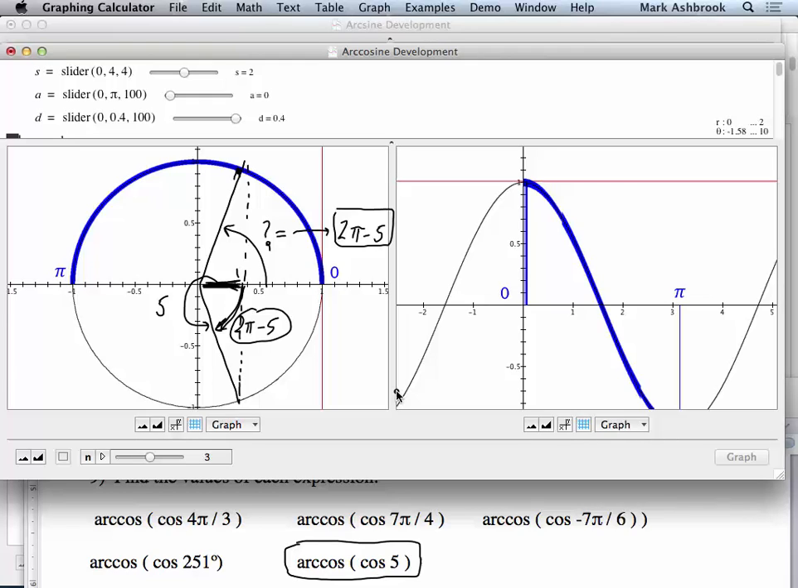Cool, let's go home. And if you want to stick around for the unit circle that I'm going to do for Gina, you're welcome to stick around.